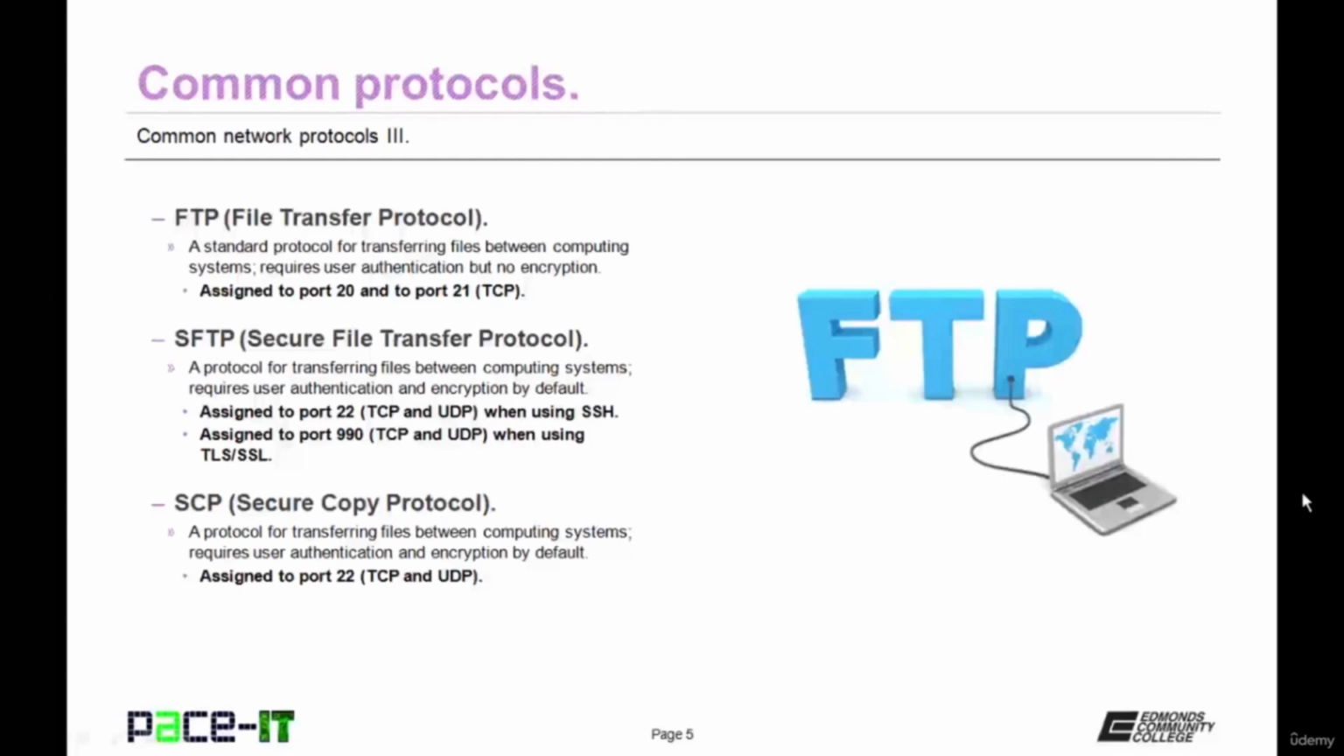Then we have SCP, Secure Copy Protocol. It's a protocol for transferring files between computing systems, again, and it requires user authentication and offers encryption by default. It is assigned to port 22 and uses TCP and UDP as its layer 4 protocol.